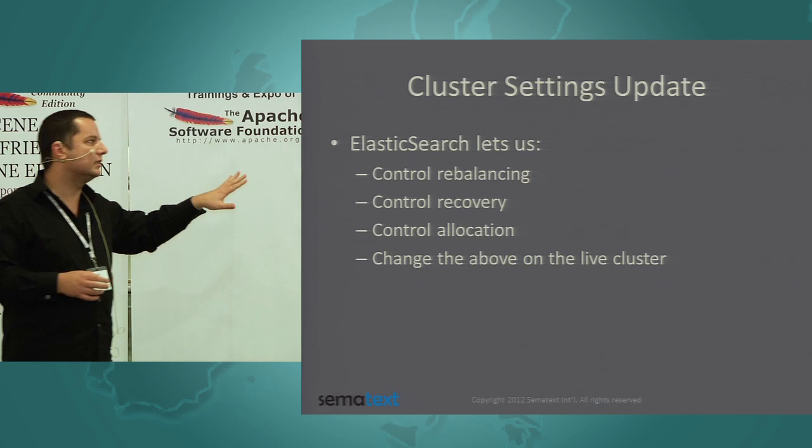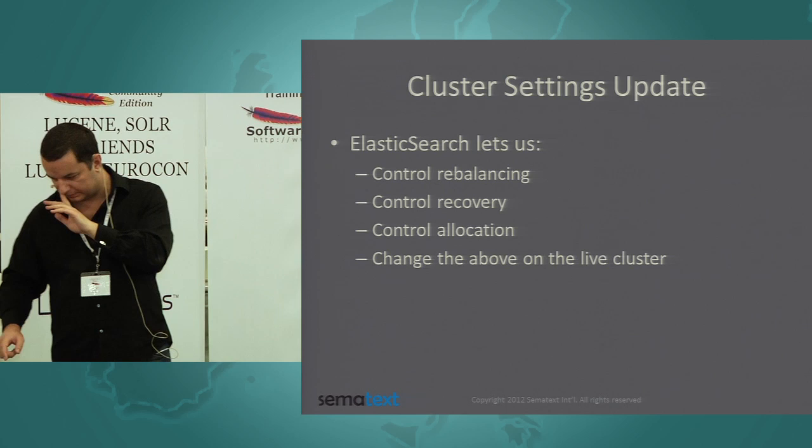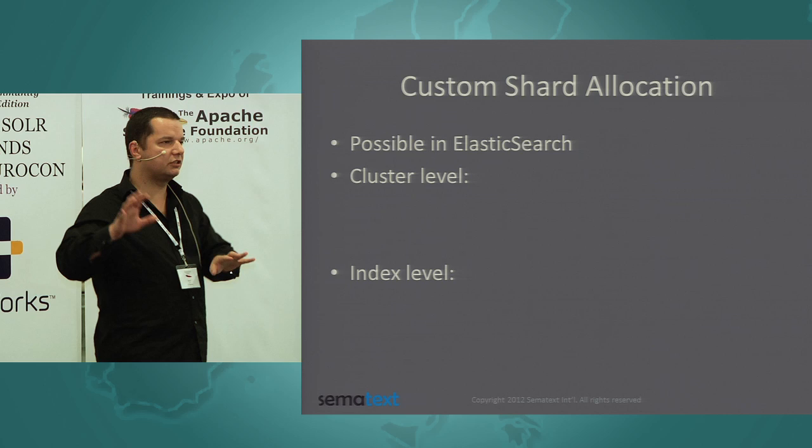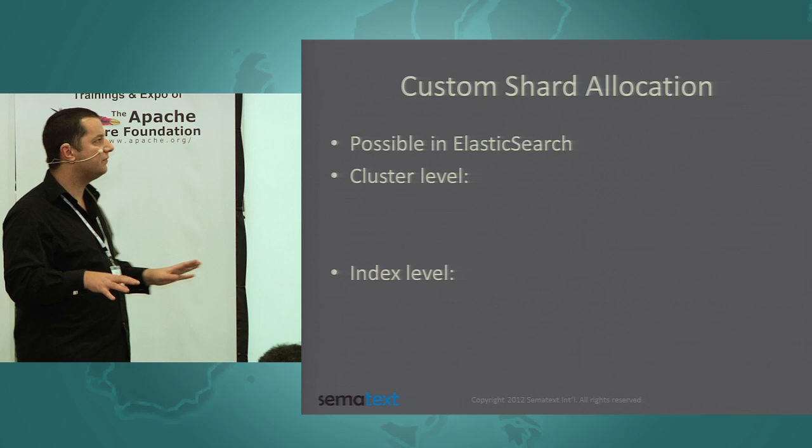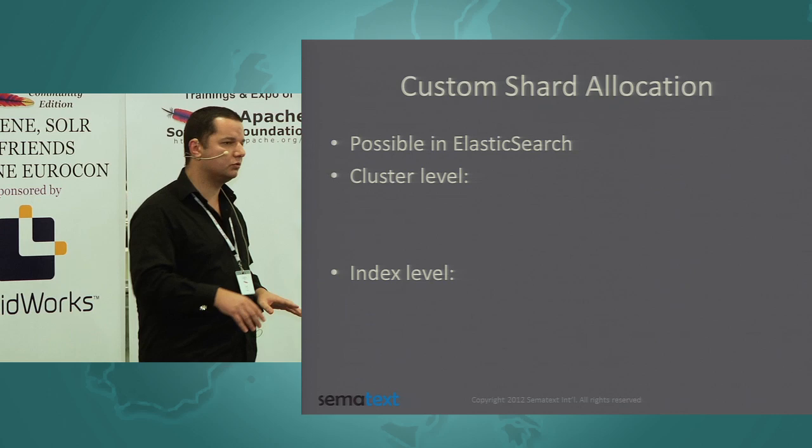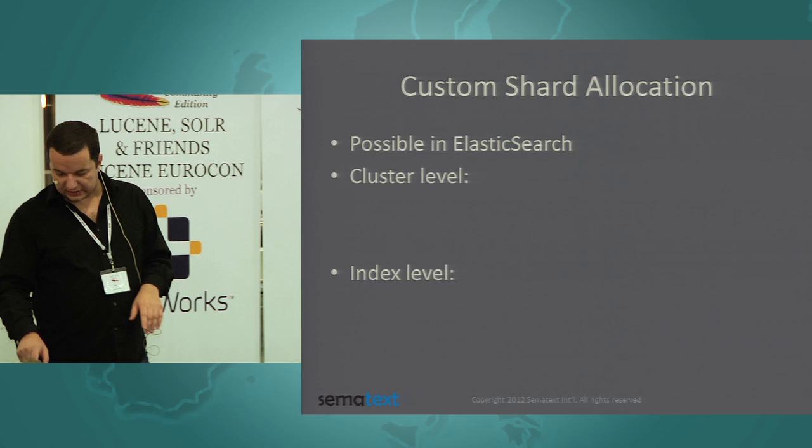Imagine that you would like, for example, to move your shards around on your cluster. For example, you know that nodes 2 and 3 from your cluster are going to be restarted or thrown out or anything like that. You can say to Elasticsearch, hey, move the shards and replicas from that node to that node, and forget about it. It's done with a single API call. It's actually at the cluster level.